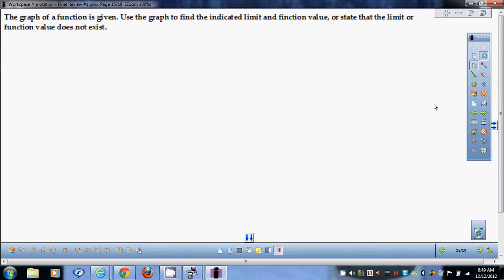The graph of the function is given. Use the graph to find the indicated limit and function value, or state that the limit or function value does not exist. So, Jordan, what do you think this is going to look like?